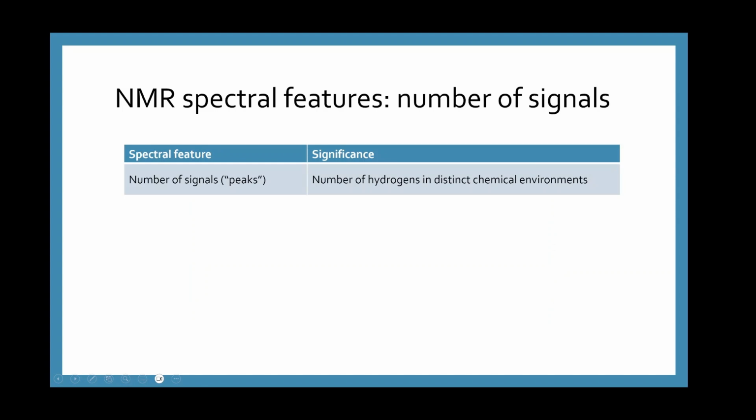So first is number of signals. And the significance here, notice it says the number of hydrogens in distinct chemical environments. So we have one example here, methane. Methane has 4 hydrogens. They're all bonded to the same exact carbon. So as far as chemical environments go, they are in the same chemical environment. And so methane produces one signal, 4 equivalent hydrogens, but they would all show up as the same signal. So just one peak.